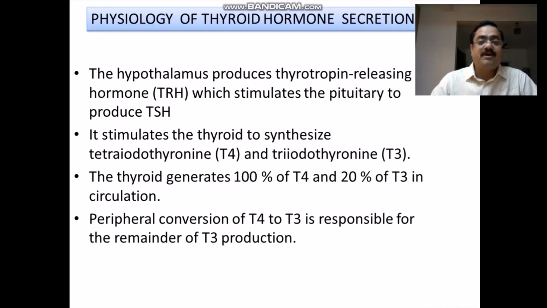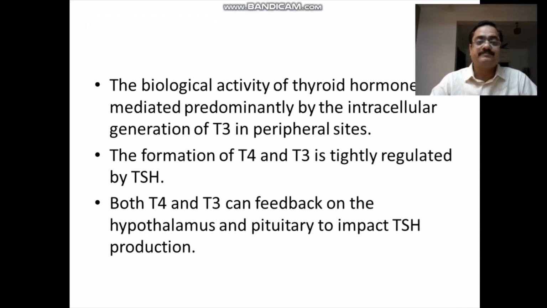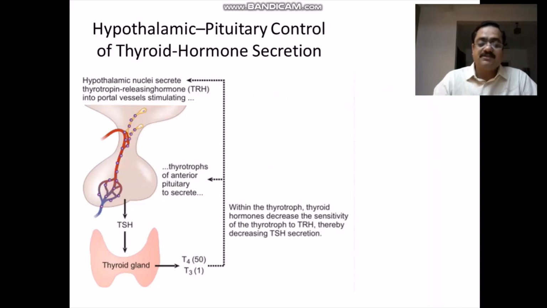Now thyroid generates about 100% of T4 and 20% of T3 in circulation. Peripheral conversion of T4 to T3 is responsible for the remainder of T3 production. We all know that biological activity of thyroid hormone is mediated predominantly by the intracellular generation of T3 in peripheral sites. So T3 is an active hormone while T4 is a prohormone. So the formation of T4 and T3 is tightly regulated by TSH. Similarly, both T4 and T3 can feedback on the hypothalamus and pituitary to impact on TSH production.